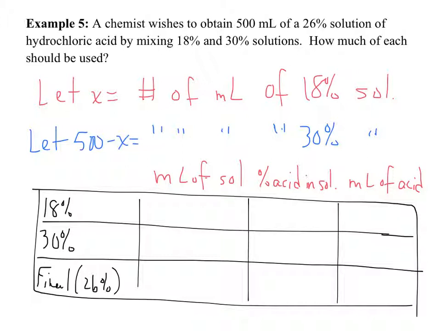The two solutions that we have, the final solution, which is really 26%, the amount of milliliters of each of these solutions we're going to use, the percent acid in that solution, and the amount of milliliters of acid. Let's think about this logically. How many milliliters are there of the final solution in the end? 500. So let's put that in here.